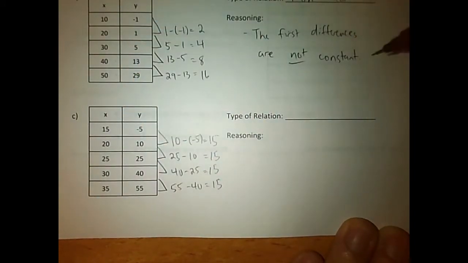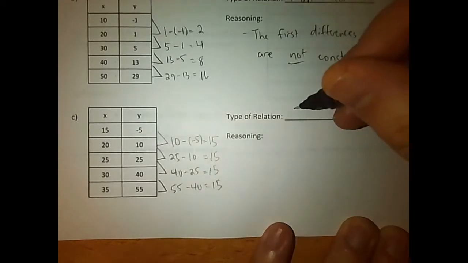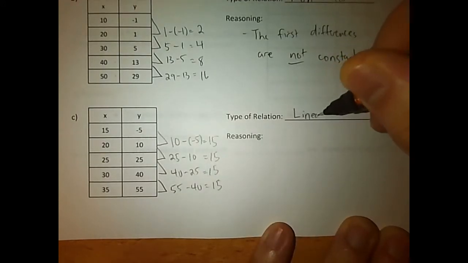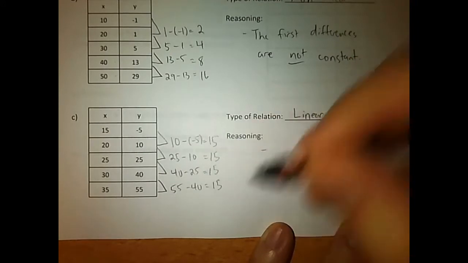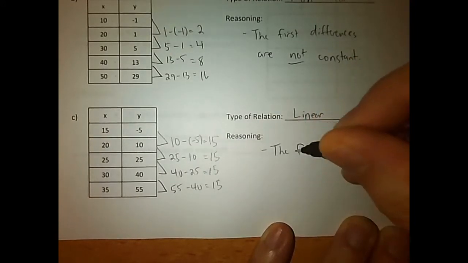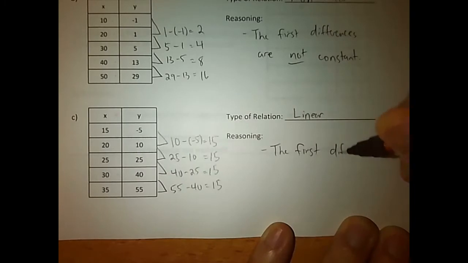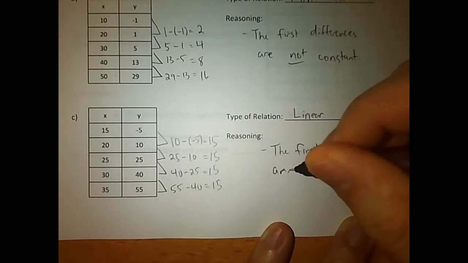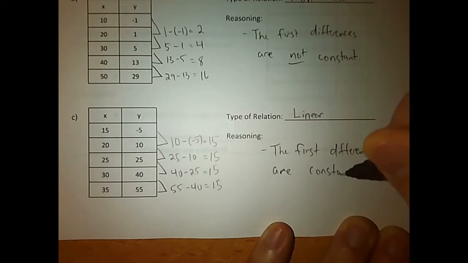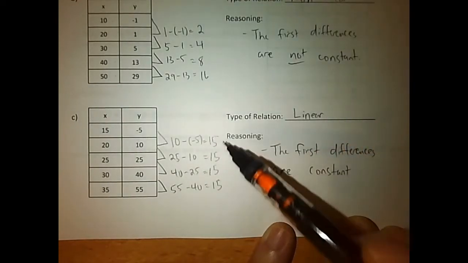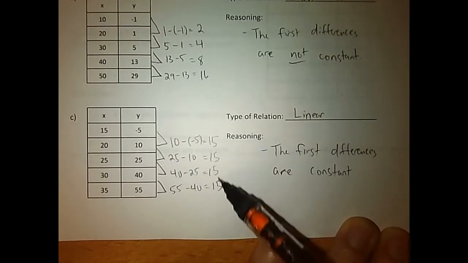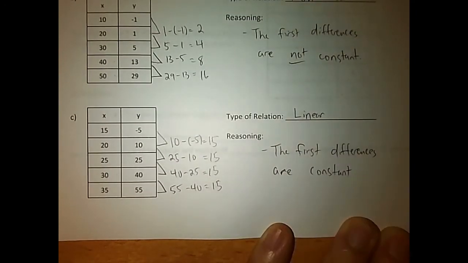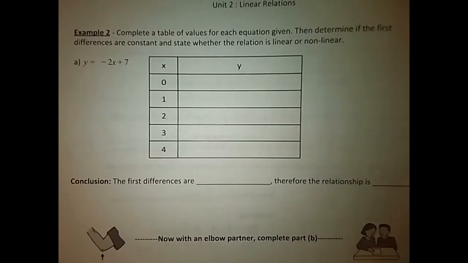So we can say from this relation, it is going to be linear for the reasoning of, well, these first differences are constant. Again, or the same. So as long as these first differences are the same or constant, like they're always going to be 15, we'll have a linear relation, which means if I were to graph this, I would get a straight line.